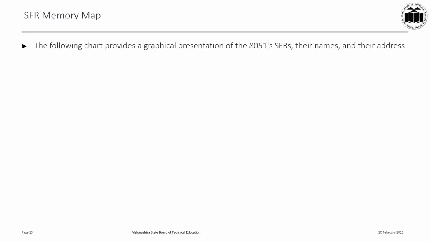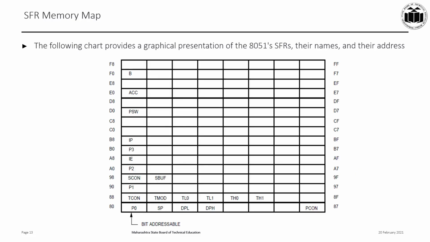You can here see the SFR memory map wherein the following chart is showing the 8051 SFRs, their names and their address. The various special function registers are the accumulator, the register B, DPTR which is DPH and DPL 16-bit combined as DPTR. You have program counter, stack pointer, PSW, program status word, the ports P0, P1, P2, P3, the serial data buffer, timer registers TH0, TL0, TH1, TL1, the control registers like TMOD, TCON and so on.